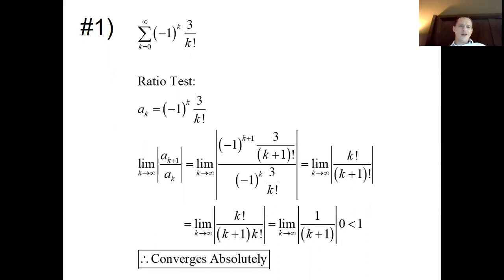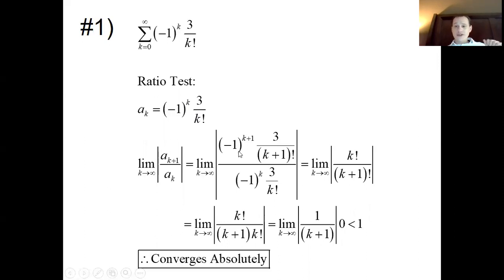Okay, so first things first, what are these terms in here? Well, we're adding up a_k, so a_k is just the thing that we're adding up, (-1)^k times 3 over k factorial. Now, the ratio test says I need to figure out something about this limit right here, the limit of the absolute value of the next term divided by the current term. So here's a_k, we'll ask for my equation for a_k, so that goes on the bottom. On top goes a_(k+1). Well, what does that mean? That means you replace all your k's with k plus 1. So a_(k+1) is (-1)^(k+1) times 3 over (k+1) factorial. So that's what that is up top here.